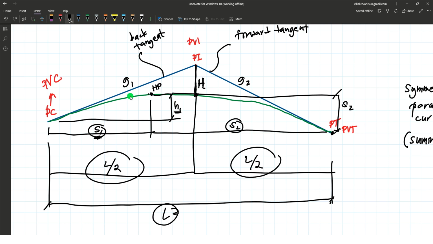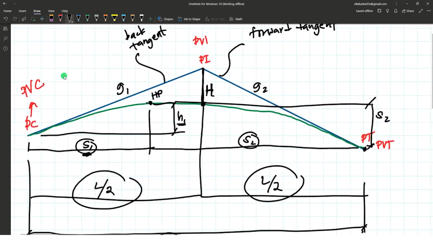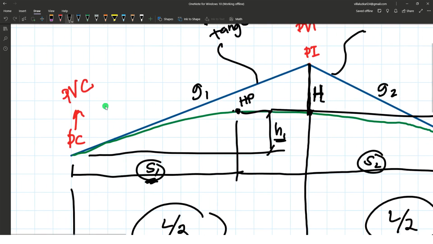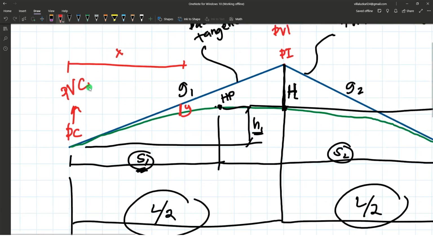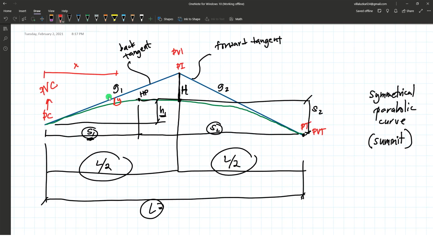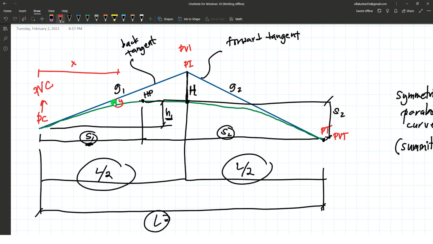Now, if we need to identify the elevation and stationing at any point on the curve, let's say we're required to determine the elevation and stationing at this point, we will be required to determine y here and the horizontal distance x. So y and x, there will be corresponding solutions in determining these values.